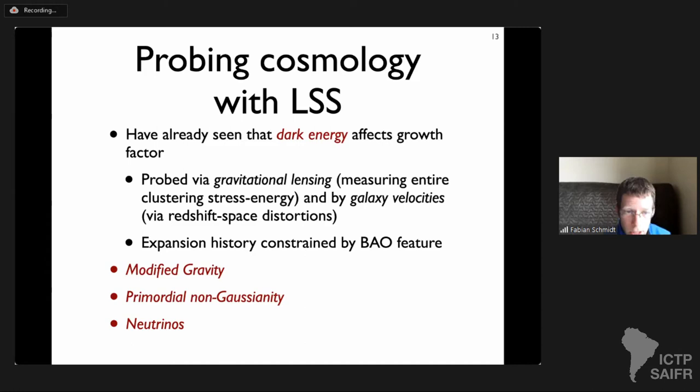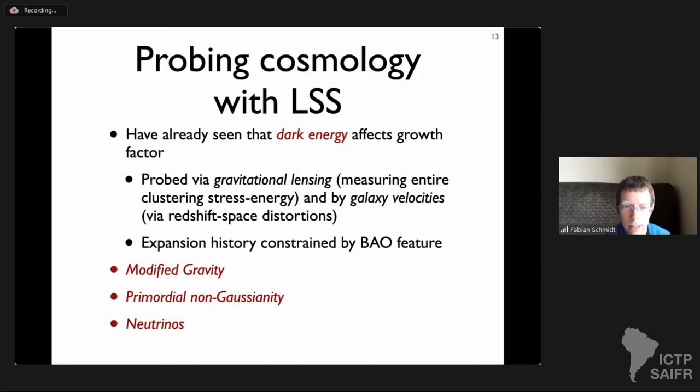So now in the last 45 minutes of these lectures, I want to discuss how we can test beyond lambda CDM cosmology using these probes.